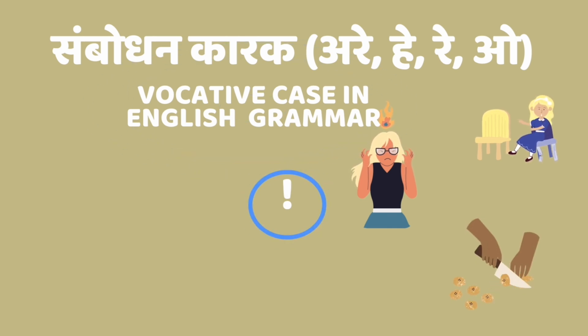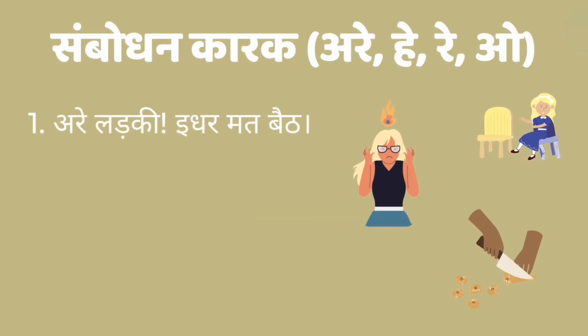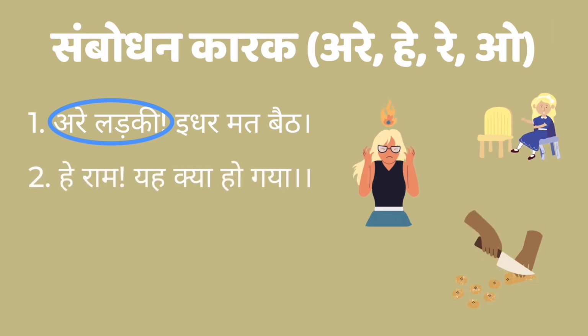Let's see the examples now. Let's see the first example. अरे लड़की इधर मत बैठ. अरे लड़की means hey girl. So the meaning of this sentence is, hey girl, don't sit here. After अरे लड़की there is an exclamation mark. Let's see the next one.